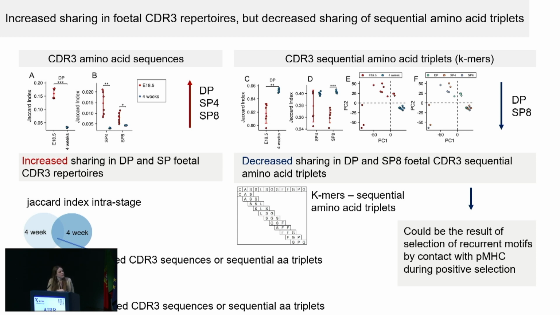So we were thinking this could be the result of the selection of recurrent motifs by contact with the peptide MHC during positive selection in the young adult. So even though in the young adult there will be more addition of nucleotides, so that could explain why in the young adult there'll be less sharing. However, when you actually divide up the sequence, there's still some recurrent motifs that are being selected.